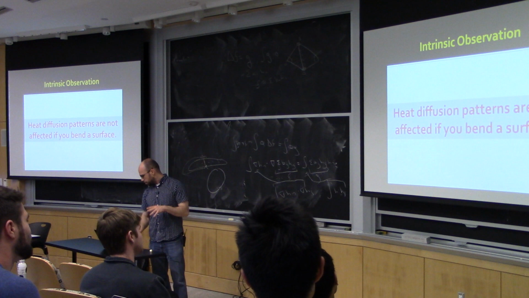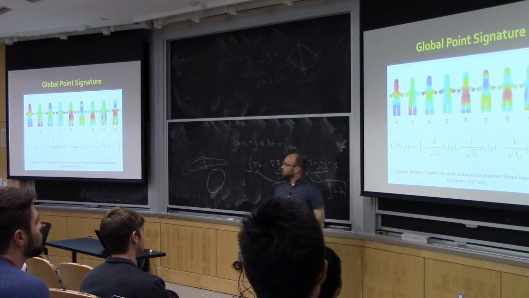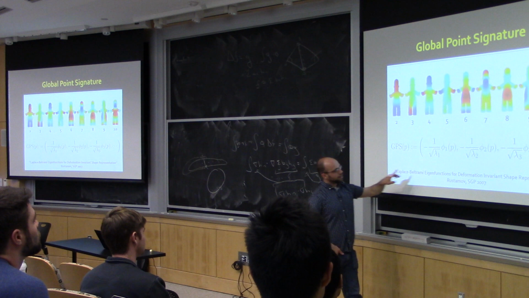I think the first common one in the geometry community was in 2007, the GPS, or Global Point Signature. This is extremely simple. Essentially, what you do is you compute all the eigenfunctions of the Laplacian, that's these phis here.